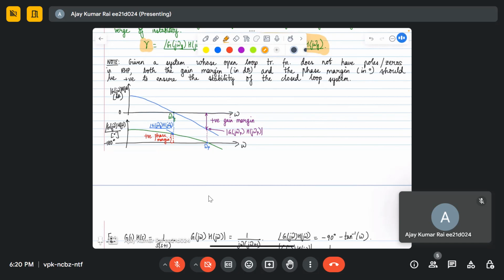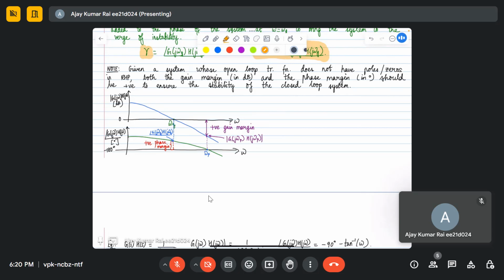And just by seeing the Bode plot, you can visualize the phase margin and the gain margin. So you can see here, the phase margin is calculated at the gain crossover frequency. At gain crossover frequency, the magnitude is equal to 0 dB, that means equal to 1. This magnitude is shown in dB, so in absolute terms, it's equal to 1.